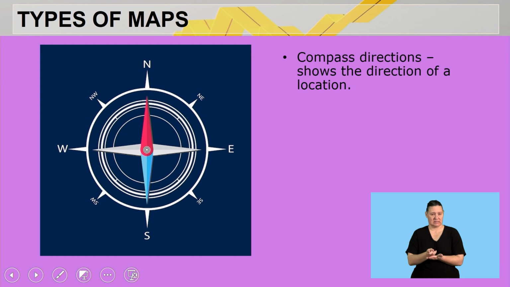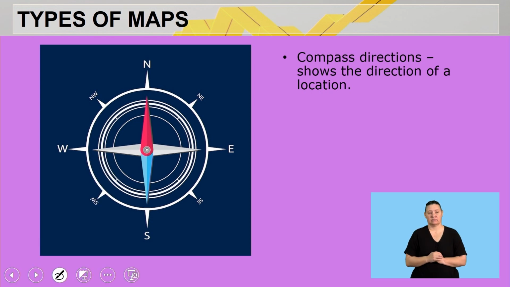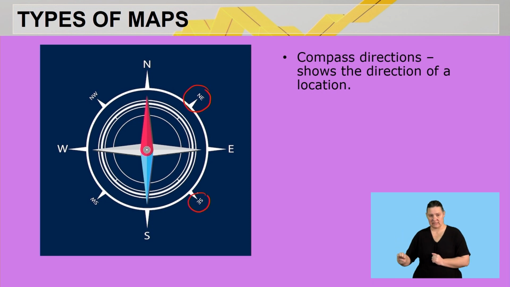Now we have what we call a compass direction. It shows the direction of a location. So now it simply shows your north, your south, east, as well as your west. Now from here it will also show northeast, moving along towards your right, downwards it will show your southeast, going up it's southwest and northwest.